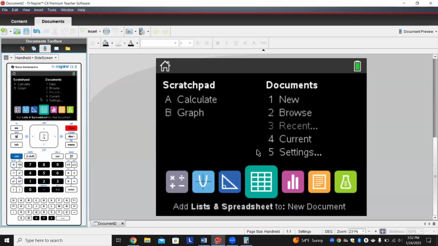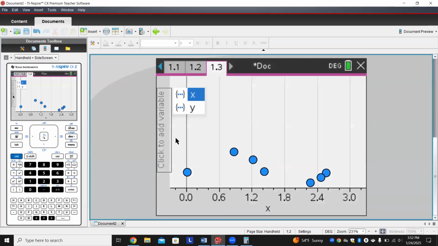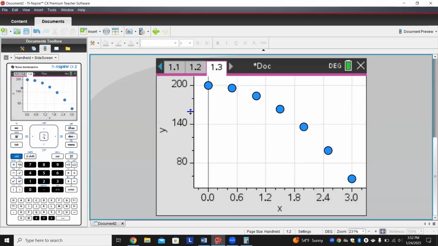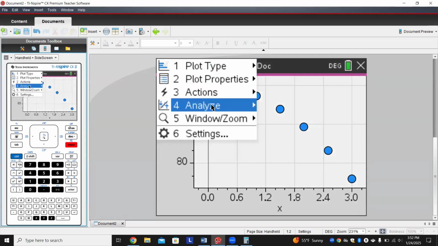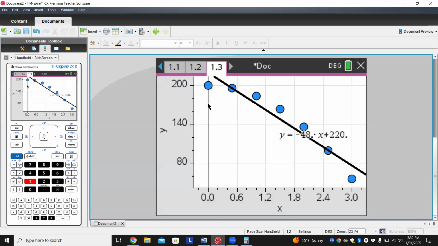I'll go back home. I'll go to data and statistics, hit my X here, hit my Y here, and this is what my graph looks like. Now, part B and C. Part B says find a linear function. So again, that would just be menu, analyze, regression, and then I'm going to show linear. There's two different ones. There's mx plus b and a plus bx. We use mx plus b, so I'm going to do one.